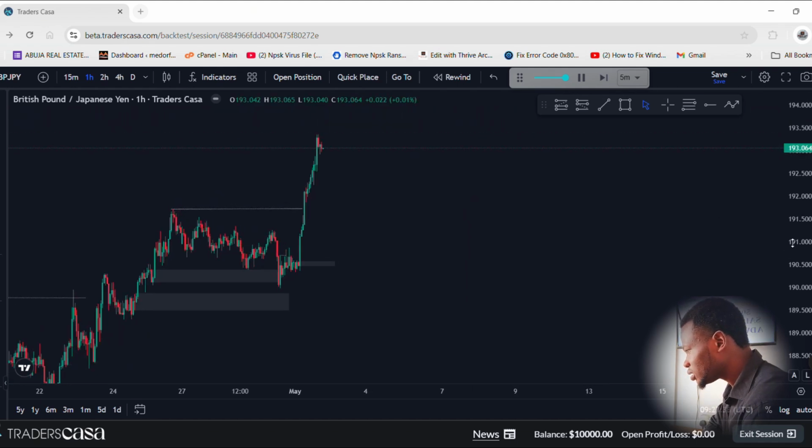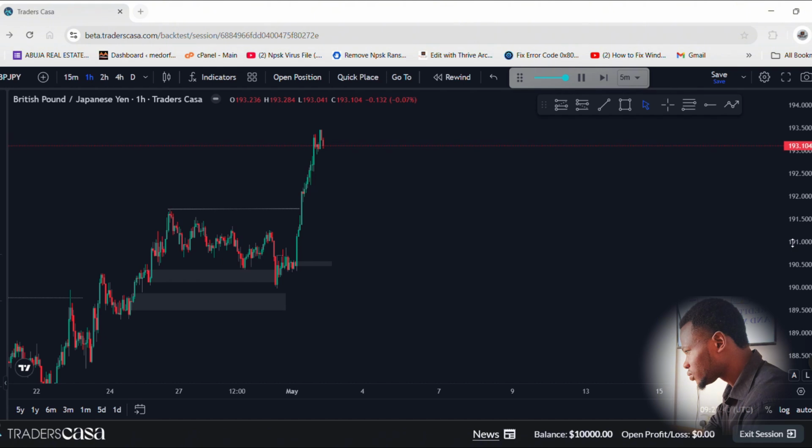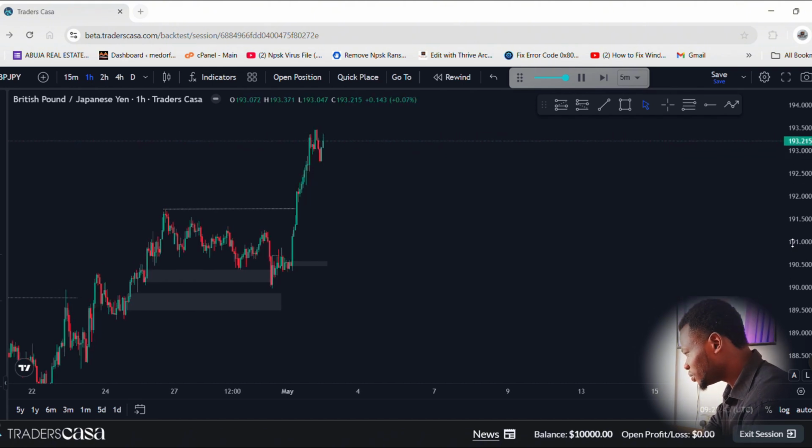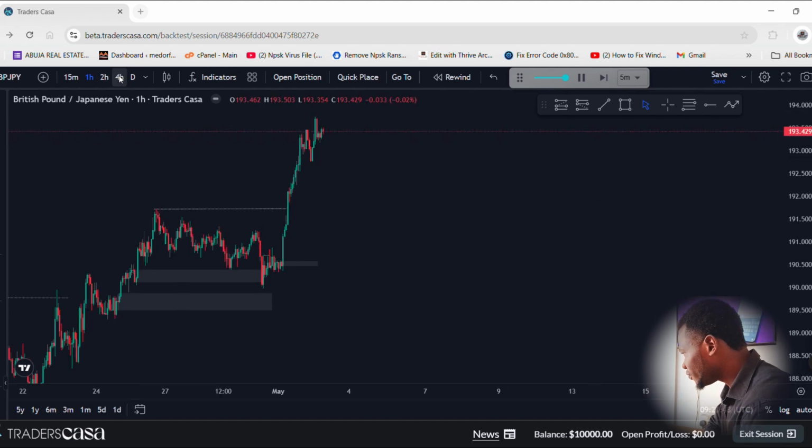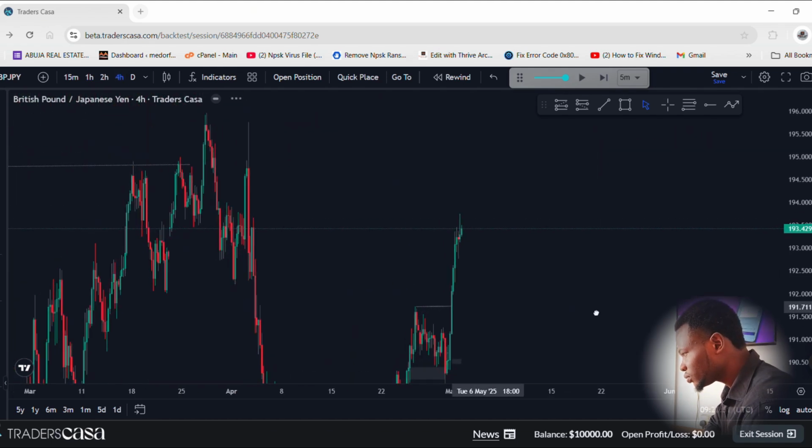You see how price is still pushing up. We missed the move, so there is nothing to force, right? That's trading for you. We have already missed the move. There is nothing to force. We are not forcing anything. So you can see where price is heading to.